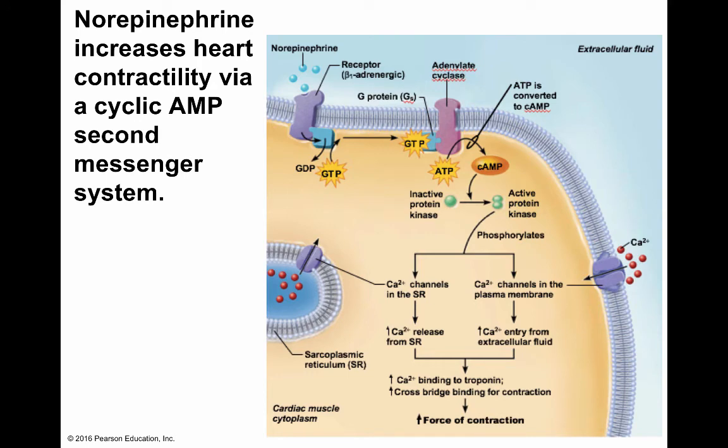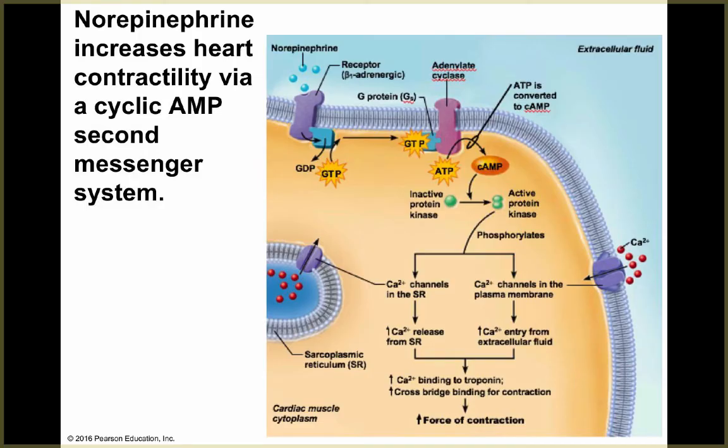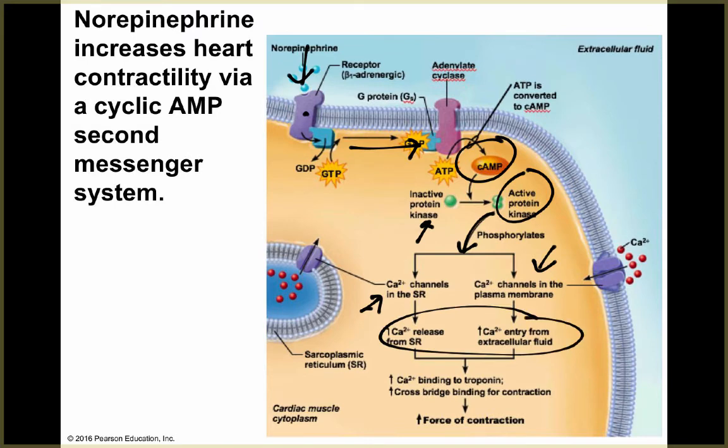Norepinephrine can increase heart contractility via a cyclic AMP second messenger system. Norepinephrine, which is a hormone, binds the receptor. If you remember, this is a second messenger, which goes straight back to our endocrine chapter. It goes over to adenylate cyclase and activates the second messenger. A protein kinase molecule gets activated, and this adds a phosphate group to calcium channels in the sarcoplasmic reticulum and calcium channels in the plasma membrane. Overall, this is going to increase calcium.